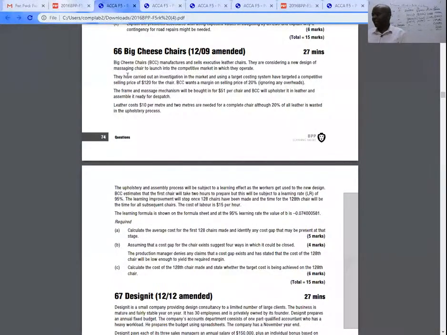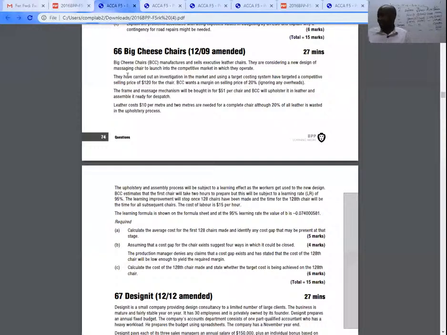Manufacturers and sales executive leather chairs. They are considering a new design of massaging chair to launch into the competitive market in which they operate. They have carried out an investigation in the market and using a target costing system have targeted a competitive selling price of $120 for the chair. So really they have a targeted selling price. Beautiful. BCC wants a margin on selling price of 20%, ignoring any overheads.